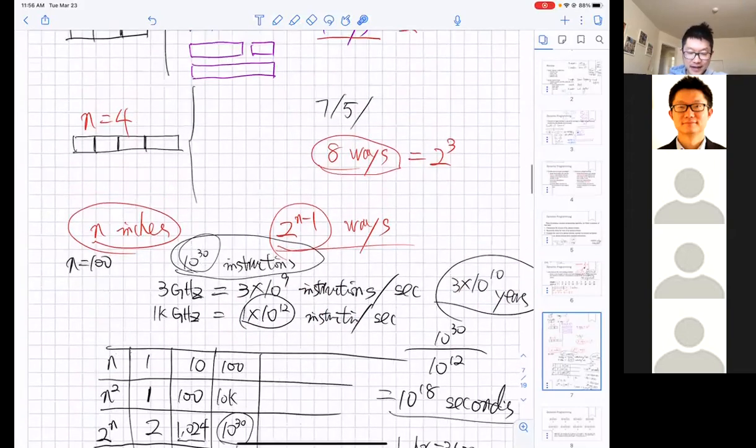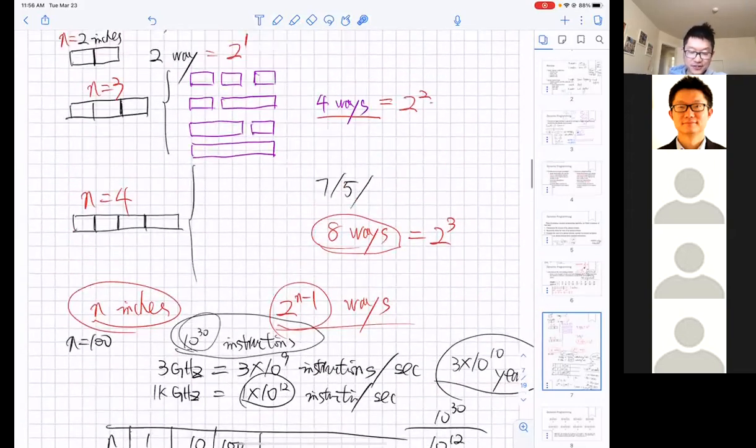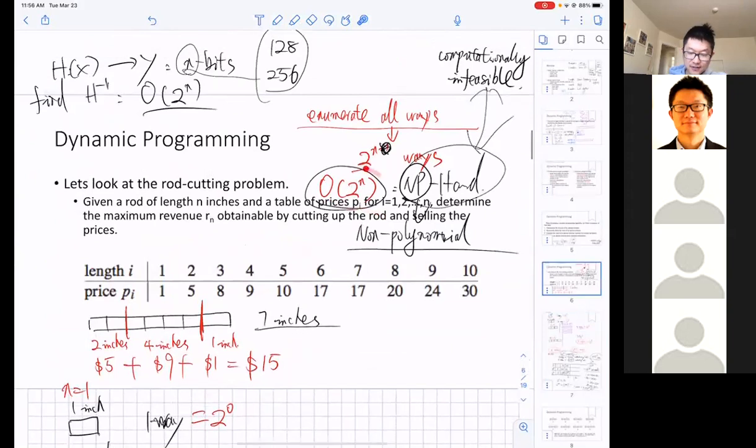Now, I hope that after these calculations, you have a sense that this complexity, NP hard or 2 to the power of n complexity, is really bad. It's really long. This complexity is the highest that you can expect in this world. Got it? So any question for me before I continue?